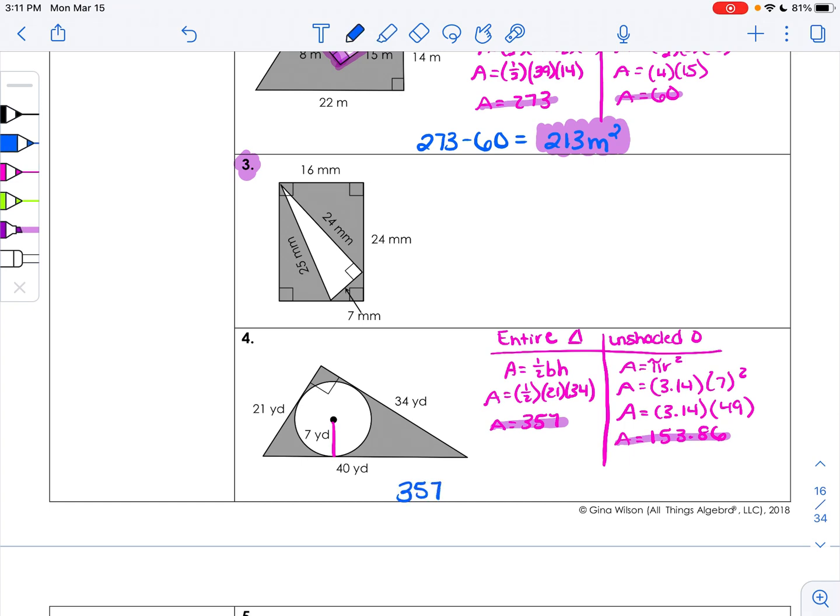And now that we have the area of the two, we can take both of them and subtract them. So 357 minus 153.86. And after we type that in our calculator, we get 203.14, and our unit is yards, and area means it's going to be yards squared.